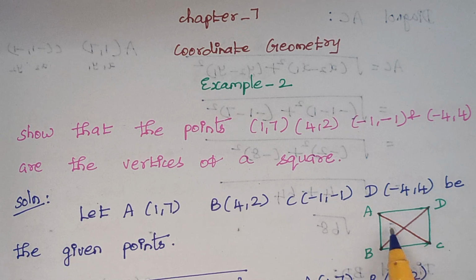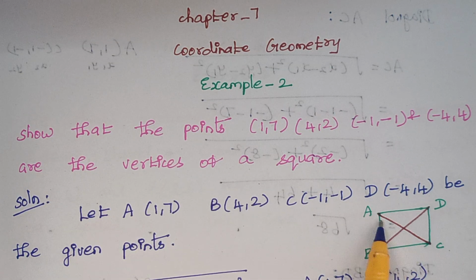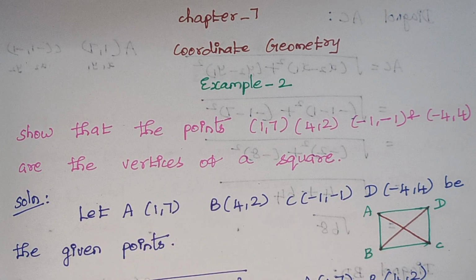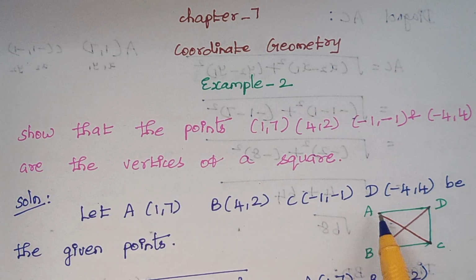So first we have to calculate all the 4 side values. Then apart from that, we have to check whether the diagonals are equal. A square has 2 diagonals, one is AC and another one is BD. So first I start with my measurement, that is, I go with the side AB.